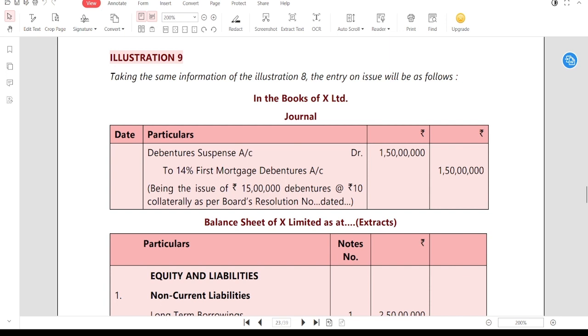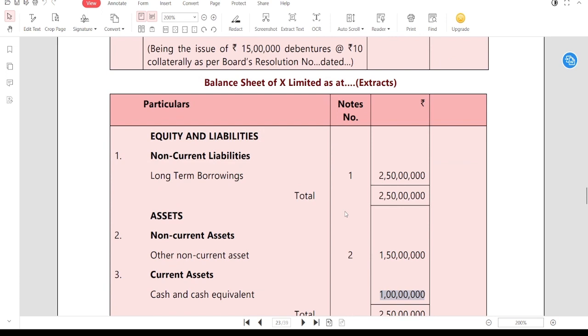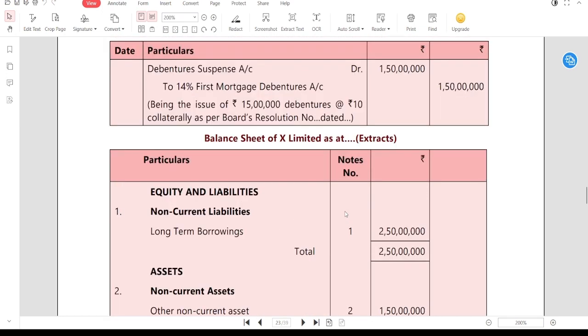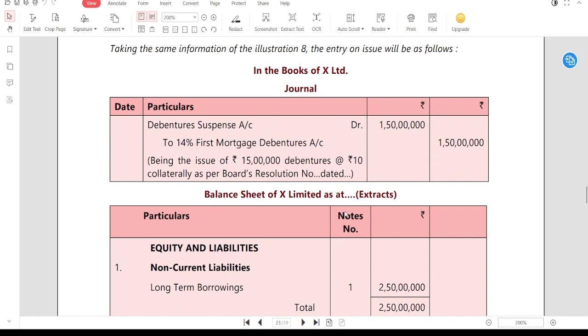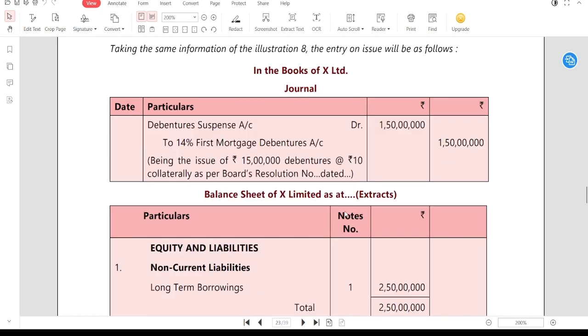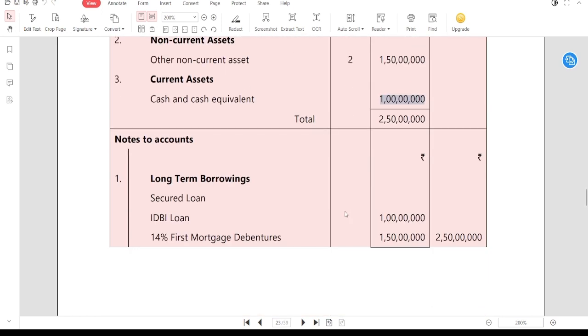Here we are going to use the debenture suspense account. When the loan becomes repaid, the debenture suspense should be credited and the debenture should be debited. Then in the balance sheet, the long term borrowings become nil and the non-current asset becomes nil. So there is no such existence when the loan will be repaid. The debenture will need to be reversed and closed in the balance sheet. So that is the completed part.